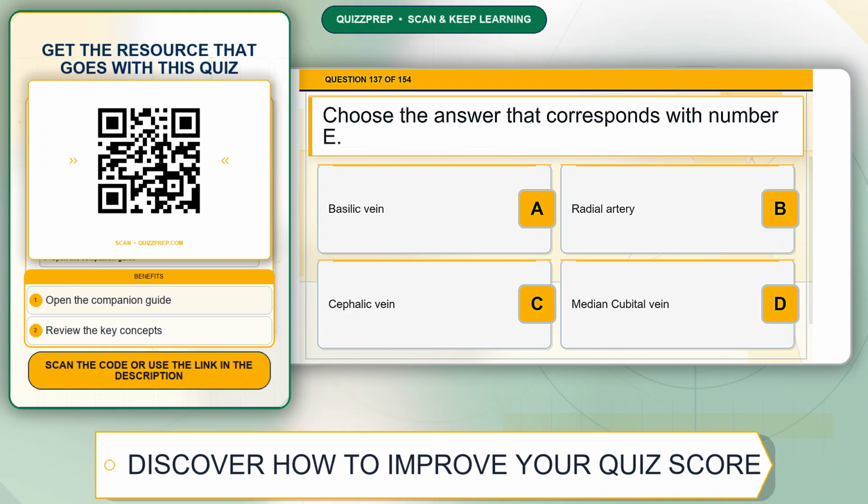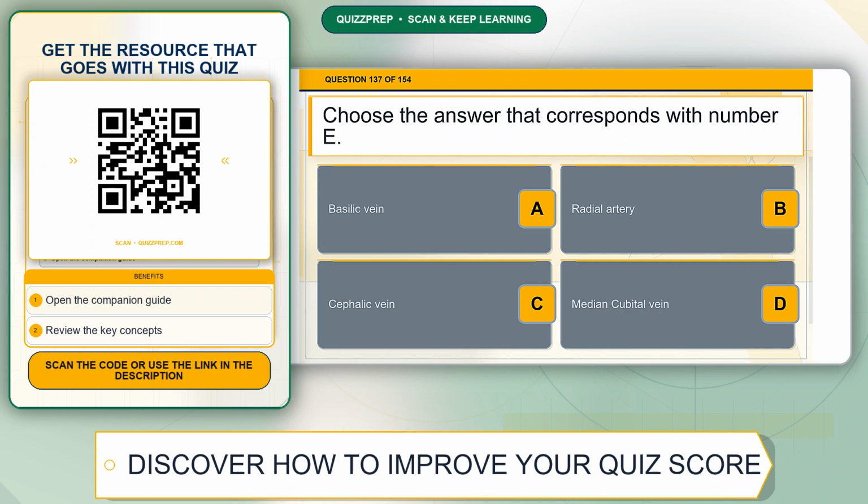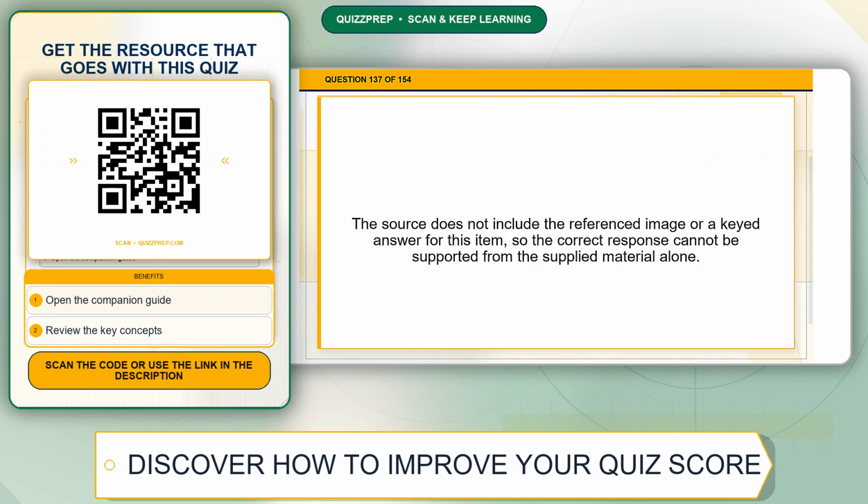Question 137. Choose the answer that corresponds with number E. Option A, basilic vein, option B, radial artery, option C, cephalic vein, option D, median cubital vein. The correct answer is now shown. Explanation. The source does not include the referenced image or a keyed answer for this item, so the correct response cannot be supported from the supplied material alone.